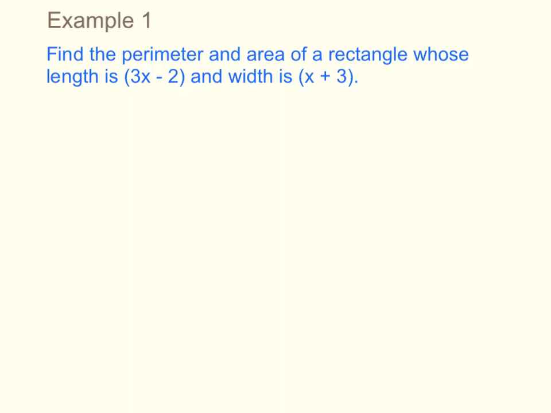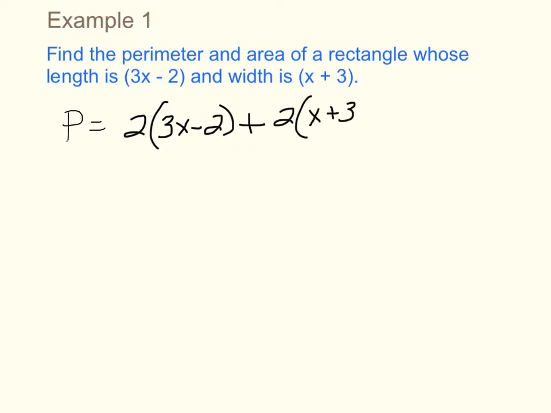Find the perimeter and area of a rectangle whose length is 3x minus 2 and width is x plus 3. So if we're talking about perimeter first, the perimeter is obviously adding up all four sides. Well, since we have a length of 3x minus 2, we have two lengths, the top and the bottom, plus two widths, the left and the right. So we have 2 times the quantity 3x minus 2 plus 2 times the quantity x plus 3.